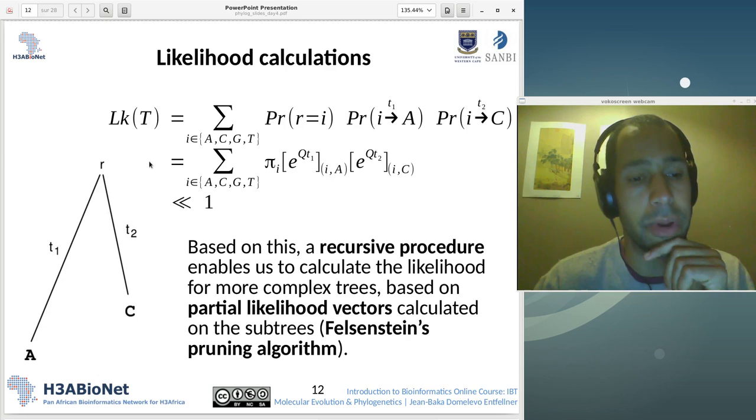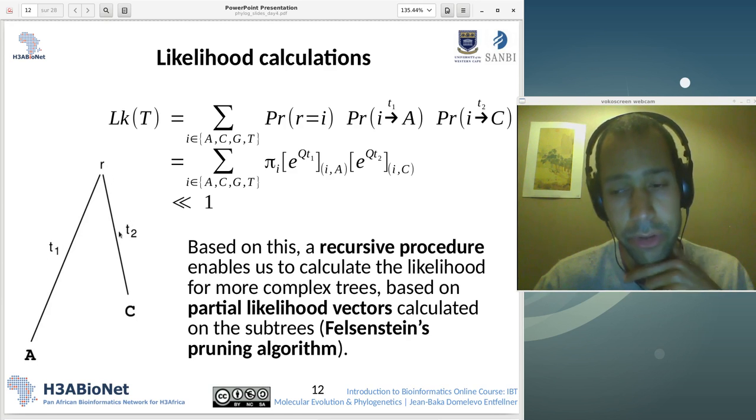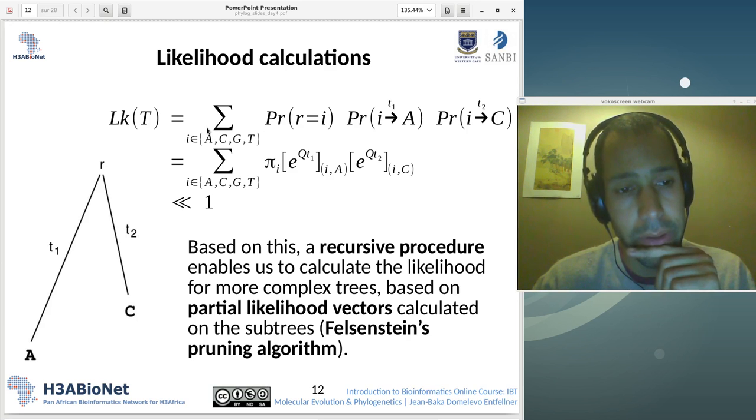So then the probability to have this tree is the probability to have some ancestral character here, being the same, obviously, for this branch and this branch. This ancestral character has some probability to evolve into A over a time t1, and independently to evolve into C over a time t2. The probability of this total phylogeny can be written like this. This is the a priori probability of R being labeled with the character I. And I, you will see, will take its values in A, C, G, or T.